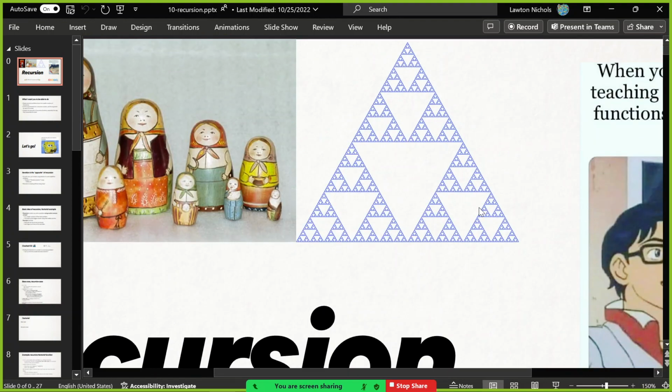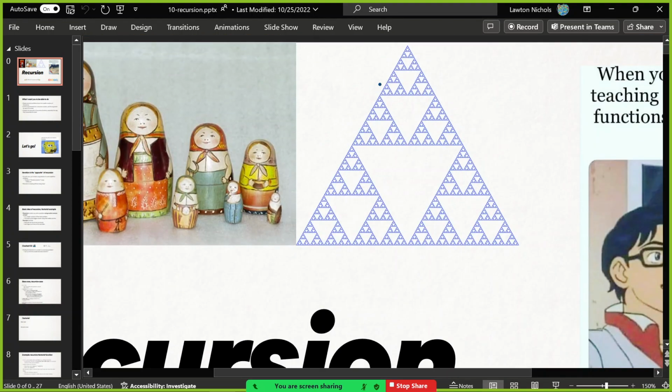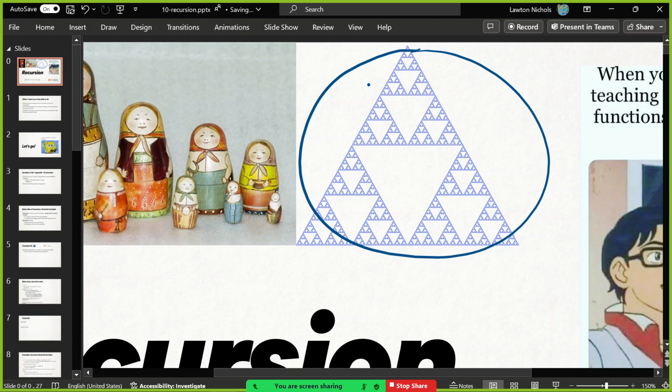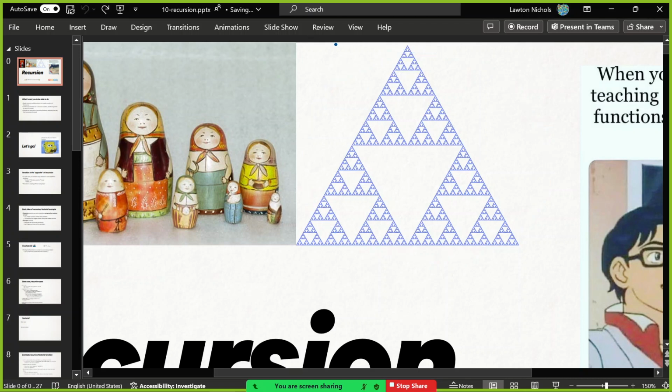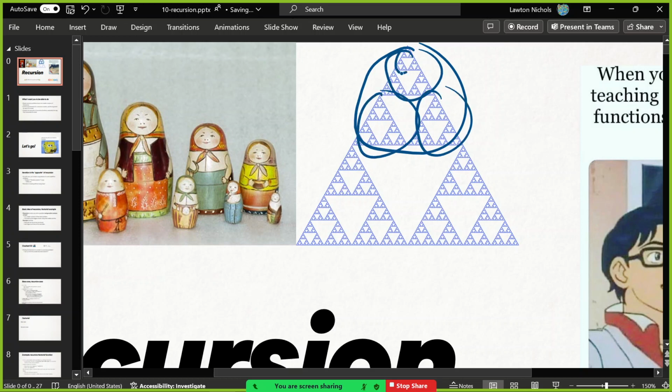Like, have you seen this fractal before? You know what fractals are? It's like, here is the whole thing. Here's the Sierpinski triangle or something. Do you see how it exists within itself? And then you got it within itself again. You got it within itself again a million times. You just keep zooming. It's always there, the same thing.